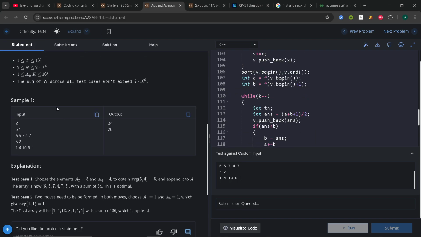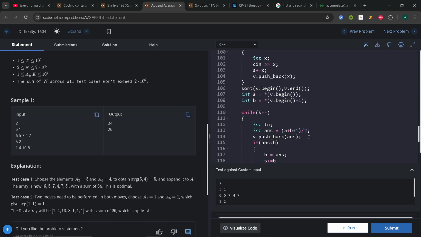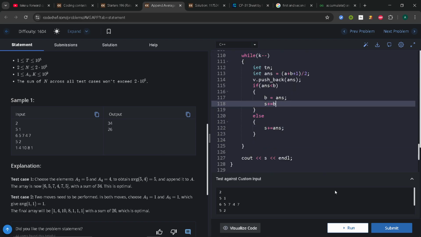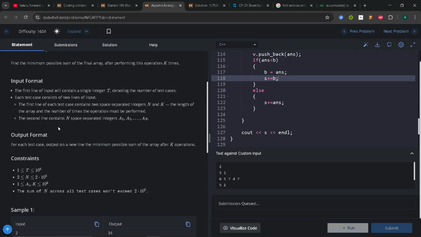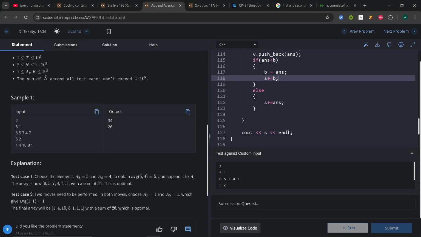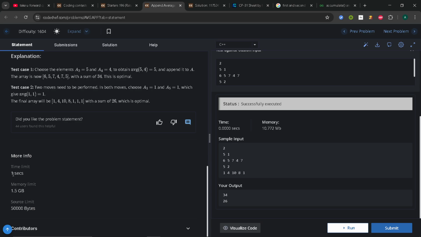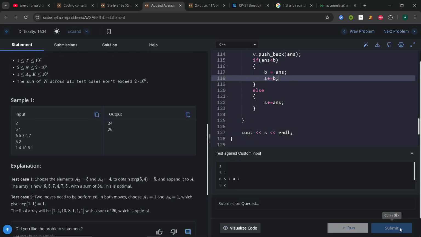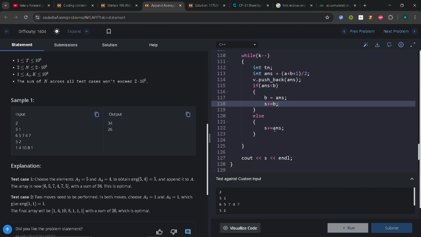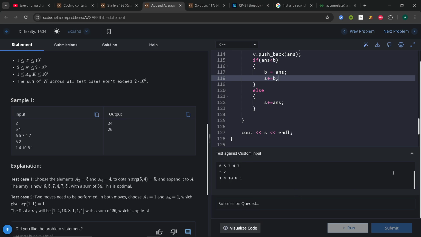What is the... wait, 2 into 10 power 5, 10 power 5, it will exceed the time complexity. Time limit is given 1 second only, and again it will give me a TL error. What I need to do is S plus or equal to T into K, and then put a break statement here to avoid that.